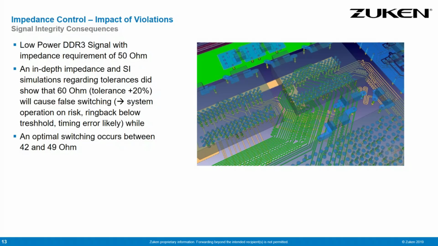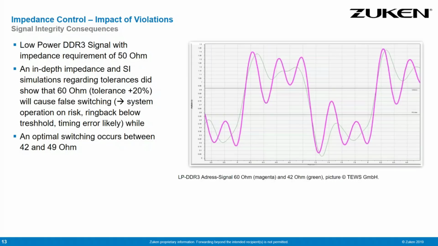Then they produced a first board and recognized we had some faulty switching occurring. So we undertook investigations using our simulator, and we figured out the 60 ohm signal has this magenta kind of switching where we have a significant ringback. So we have a logic change. We have a ringback underneath the logic threshold, causing timing errors.